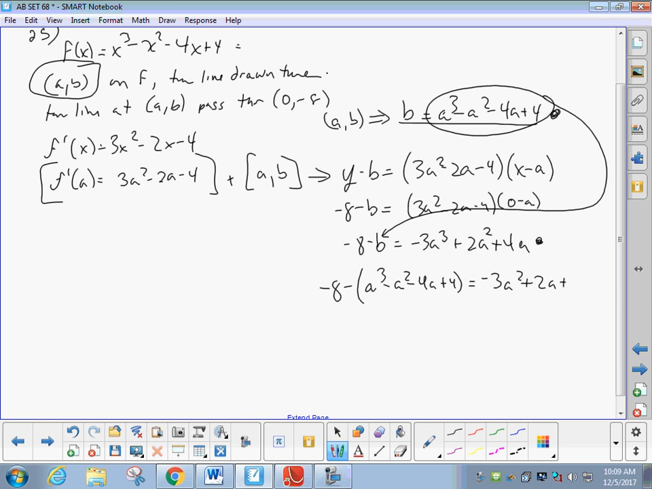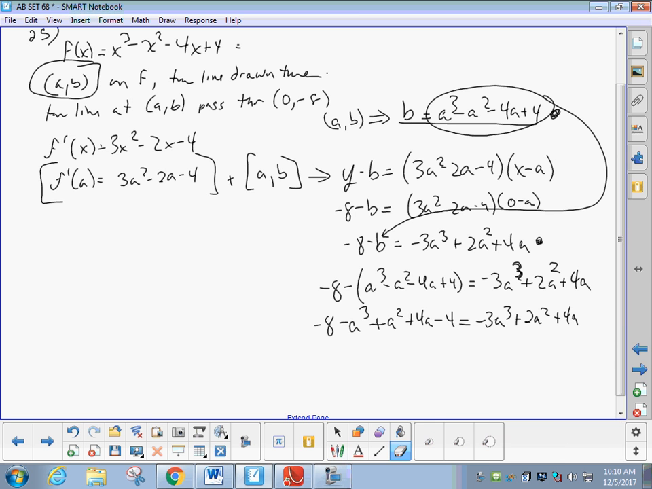2a squared plus 4a cubed plus 2a squared plus 4a. Okay, so -8 minus a cubed plus a squared plus 4a minus 4 equals -3a cubed plus 2a squared plus 4a. Everything on one side, I get, let's see, what's the best side to go with?